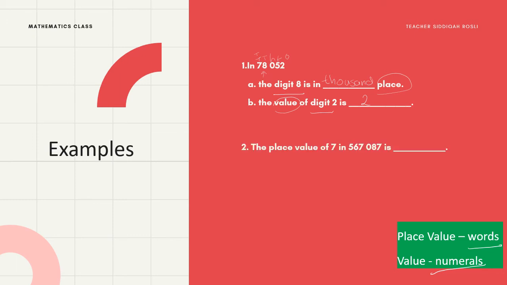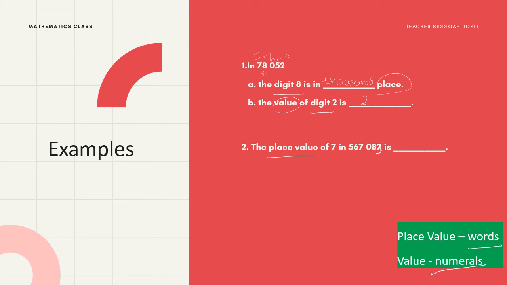Number 2, the place value of 7 in 567,087 is, I realized that I just made a mistake right here. Let's change this number right here to 3. Okay, so that's not 7.